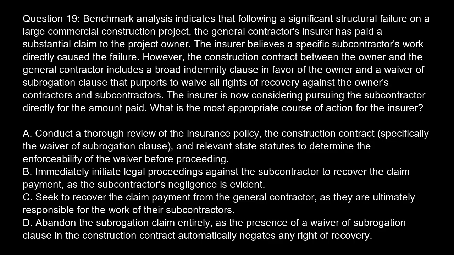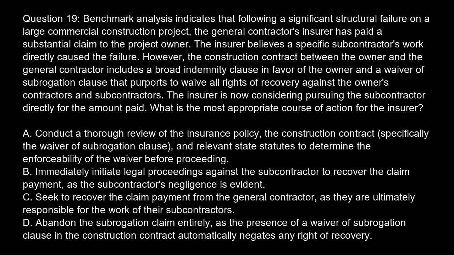Question 19. Benchmark analysis indicates that following a significant structural failure on a large commercial construction project, the general contractor's insurer has paid a substantial claim to the project owner. The insurer believes a specific subcontractor's work directly caused the failure. However, the construction contract between the owner and the general contractor includes a broad indemnity clause in favor of the owner and a waiver of subrogation clause that purports to waive all rights of recovery against the owner's contractors and subcontractors. The insurer is now considering pursuing the subcontractor directly for the amount paid. What is the most appropriate course of action for the insurer?